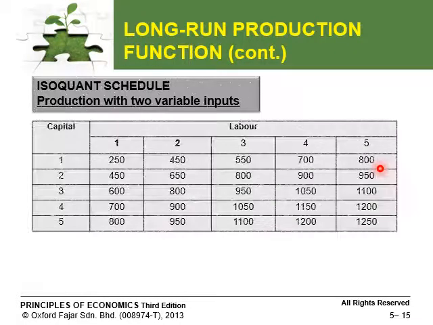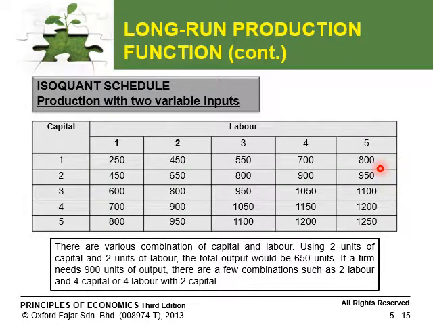This is what is meant by isoquant table. You see, capital is supposed to be a fixed input, labor is supposed to be a variable input. But this kind of situation, where we have variable input and fixed input, only refers to the short run production function. But right now we are talking about the long run.